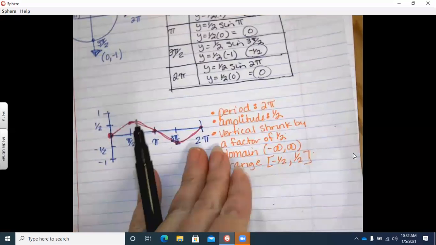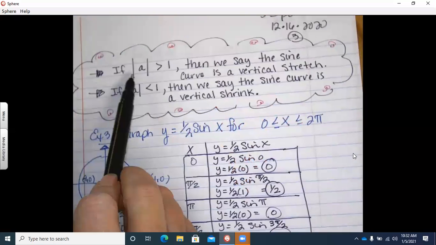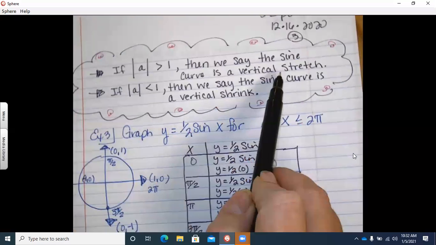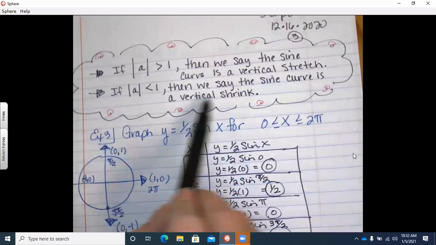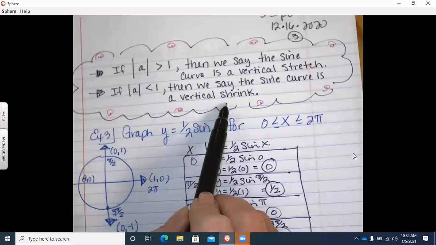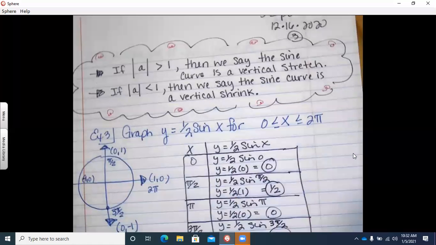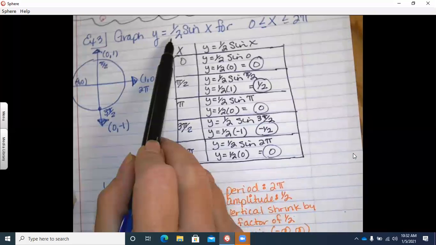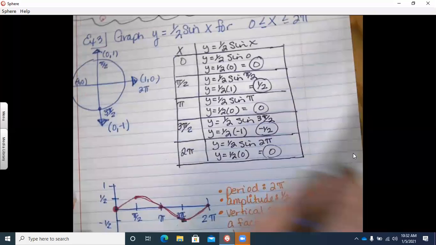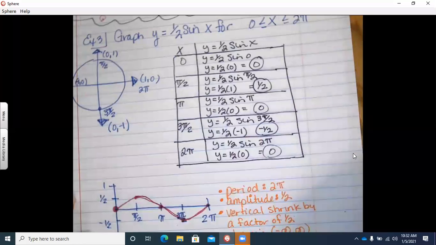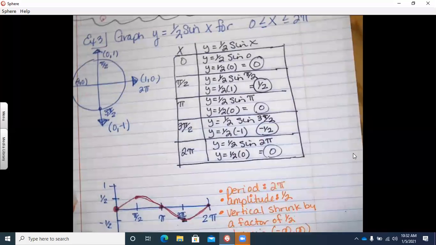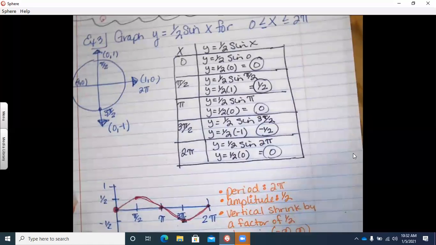So if the absolute value of A is greater than 1, we say it's a vertical stretch by a factor of whatever the absolute value of A is. If the absolute value of A is less than 1, we call it a vertical shrink by a factor of whatever the absolute value of A is. Okay? So example 3, we had y equals 1/2 times the sine of x. And this told us they only wanted us to graph x between 0 and 2 pi. That could change. They could want 2 cycles, between 0 and 4 pi, or between -2 pi and +2 pi. Sometimes they'll say it and sometimes they won't.